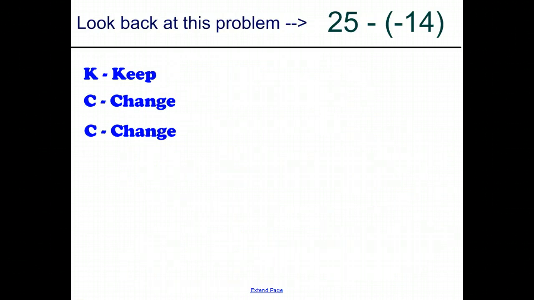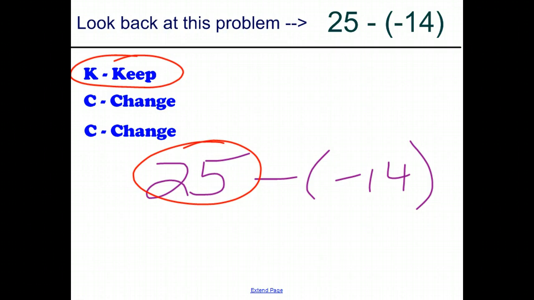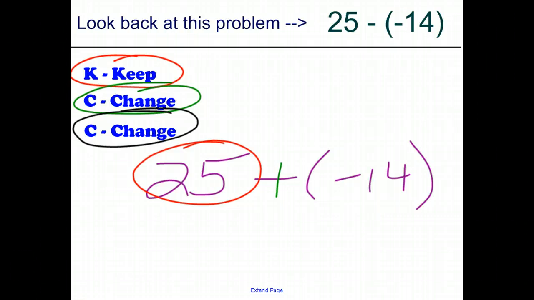Going back to this idea, 25 minus a negative 14, we have keep the 25, change the subtraction to an addition, and change a negative 14 to a positive 14 to get 39.